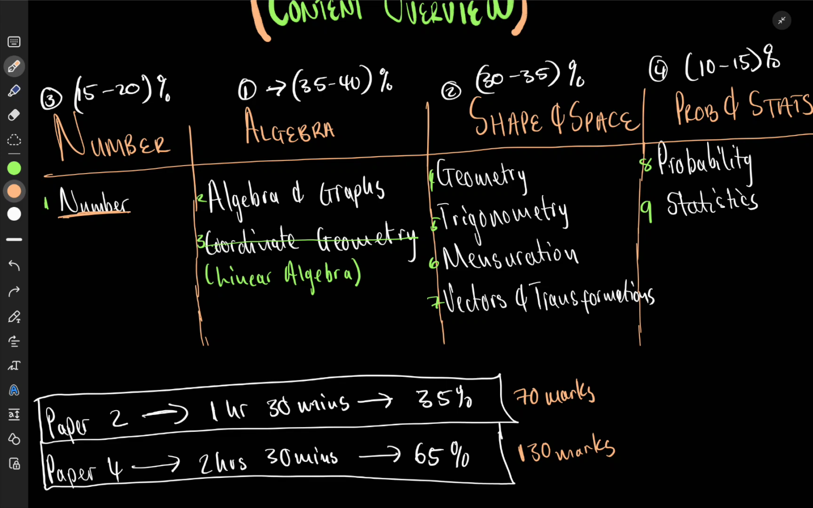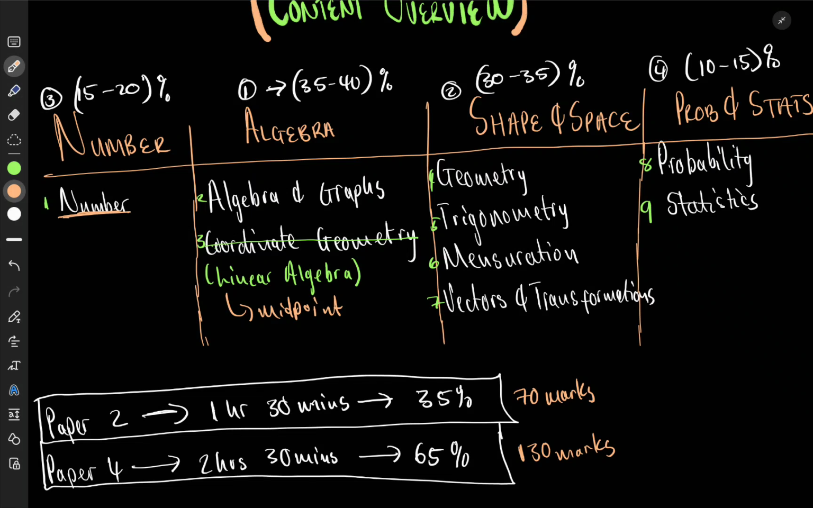So coordinate geometry is part of algebra, but it is linear algebra. You are only looking at the highest power of X being 1. So that's where you talk about things like midpoint, length of a line, equation of a line, right? You talk about gradient, y-intercept, these things. And then in algebra and graphs, you are now looking at the rest of the things in algebra. The reason why it's the biggest is for a reason. It has a lot of things.